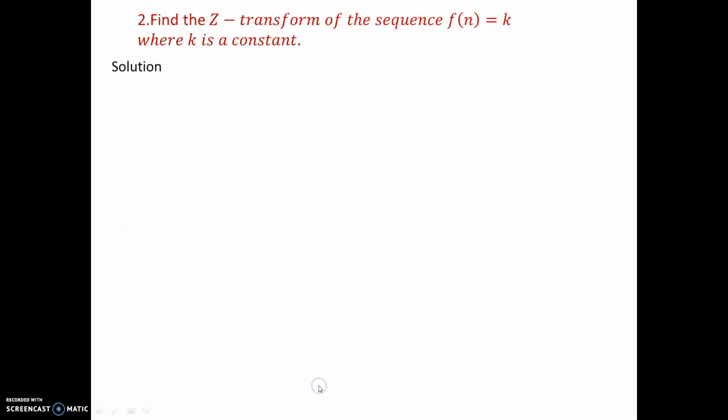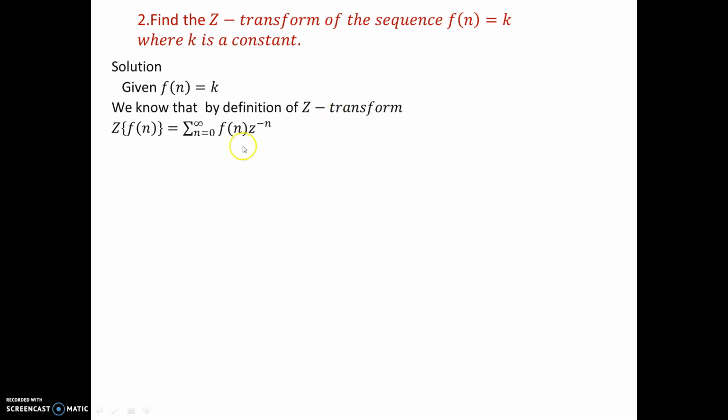The next problem is find the z transform of the sequence f of n equal to k. You write the definition of z transform. Z transform of f of n equal to summation n equal to 0 to infinity f of n z power minus n. Here f of n is k is given. In place of f of n is k, then z transform of k is equal to summation n equal to 0 to infinity k into z power minus n.